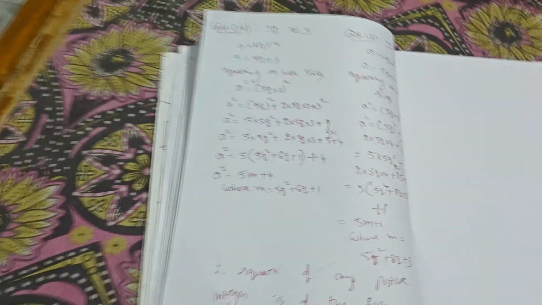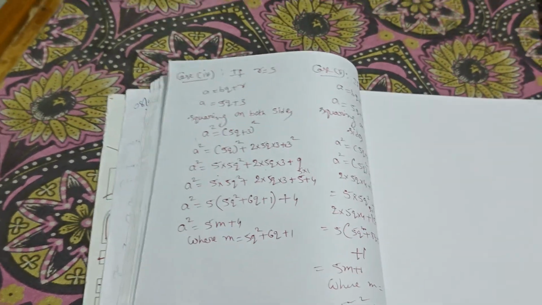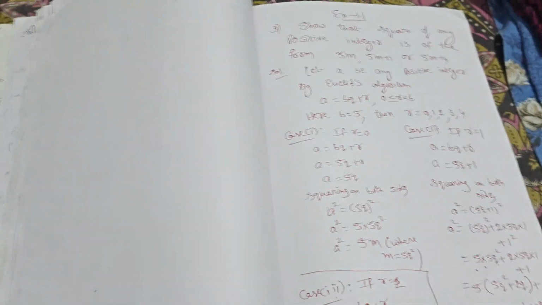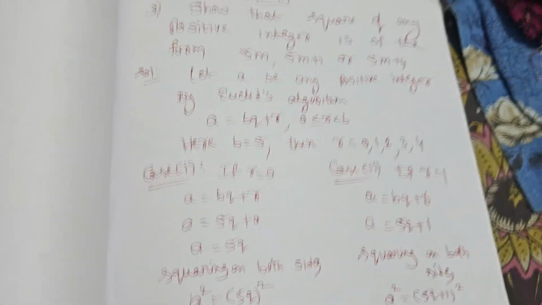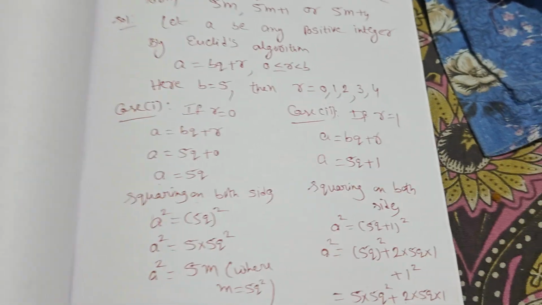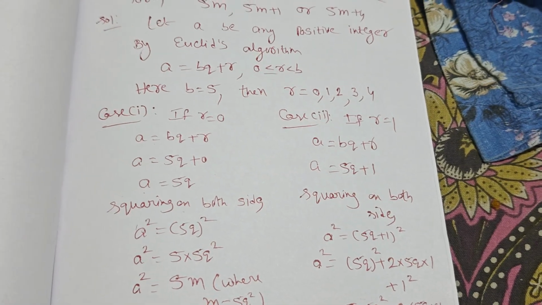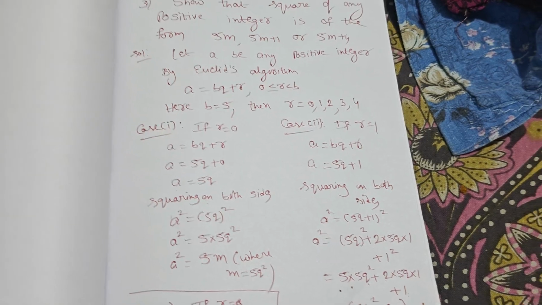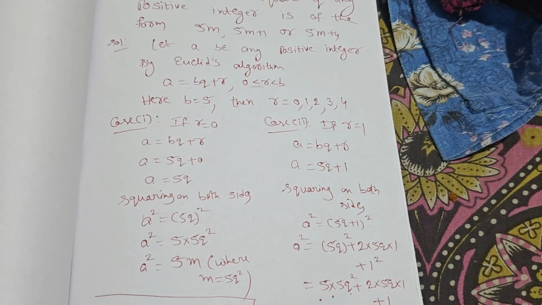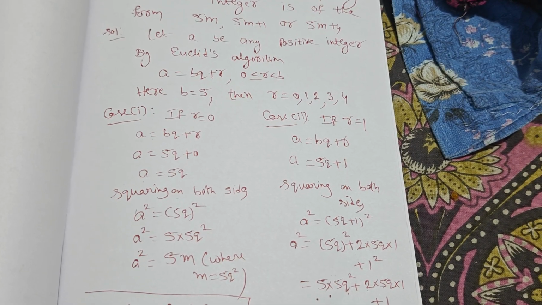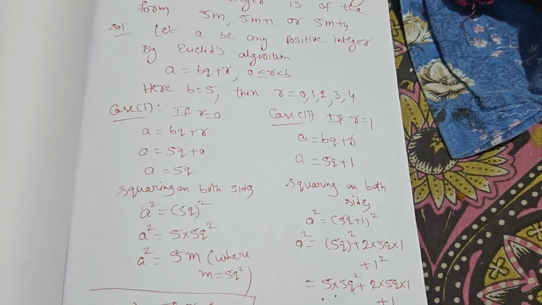So what we have to do? First we take, let a be any positive integer. Here what is the value of b? 5. So how many cases are possible? Here the remainder is 0, 1, 2, 3, 4, so we have 5 cases possible. First take r equals 0, square on both sides, and you have to get either 5m plus 1 or 5m plus 4. Like that you have to substitute all the values: first r equals 0, then r equals 1, next 2, 3, 4. Then you will get the answer.